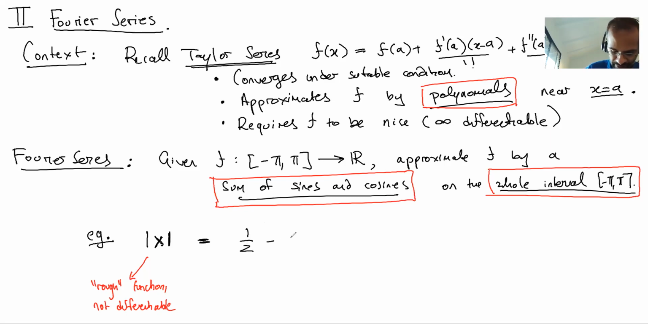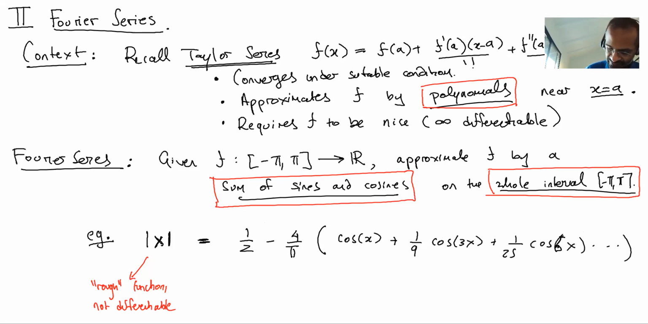It's equal to a half minus 4 over pi times cosine x plus 1 over 9 cosine 3x plus 1 over 25 cosine 5x, and this is an infinite series. Of course, I haven't told you why this is true. We'll see that later. But this is an example of a Fourier series. Instead of expressing a function as a series where the terms are polynomials, it's expressing it as a series where the terms are sines and cosines. In this case, just cosines.